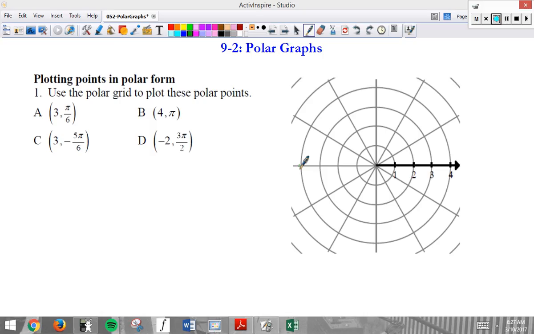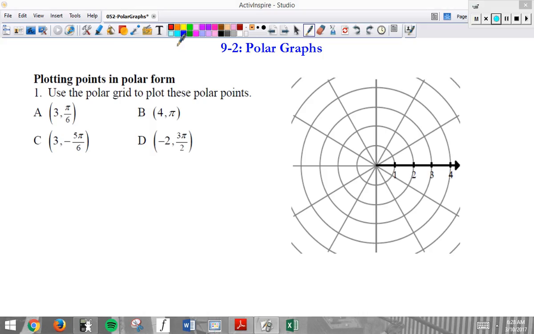Use the polar grid to plot these polar points. Rahul once said to me, "Isn't it clear that these are polar points?" And you should all scream, "No." It's not clear that these are polar points, because if you forgot all of the polar stuff you ever knew, and I asked you to plot this point, you need to be able to do that. You need to be able to plot this point in a rectangular coordinate system.